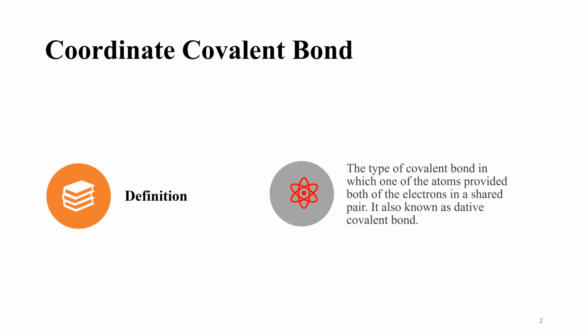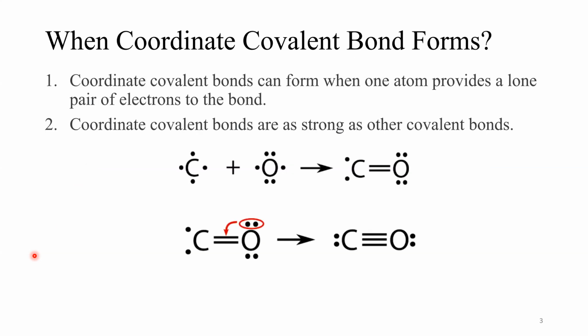This is a type of covalent bond in which one of the atoms provides both of the electrons in a shared pair. It is also known as dative covalent bond. Both of these terminologies are alternative. Either you can use coordinate covalent bond, or if you write dative covalent bond, even then that is perfectly fine. But you should know what this definition states. What do we mean that the electron pair is provided by only one of the atoms which are paired? I will explain you with an example.